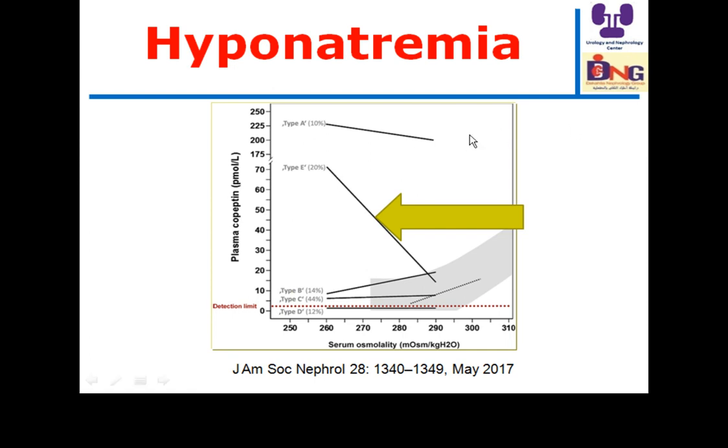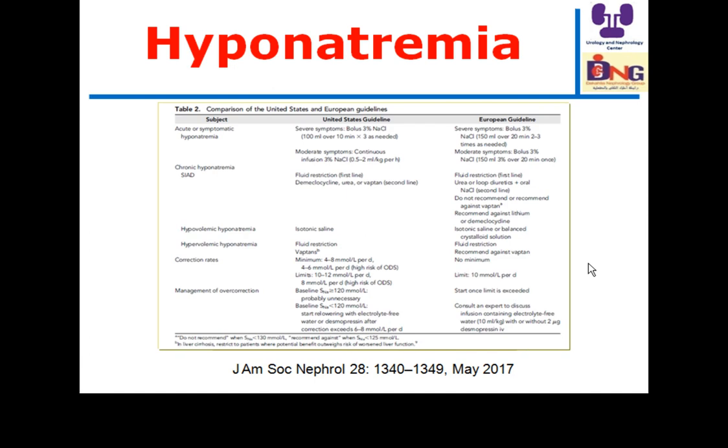Regarding the E type, it is reversed, so it is a barostat reset. And here, there is no relationship between osmolality and antidiuretic hormone, which is inappropriate. So the antidiuretic hormone is very low in all phases of osmolality, and here is very high. So you can look at the line and you can understand what is in this drawing.